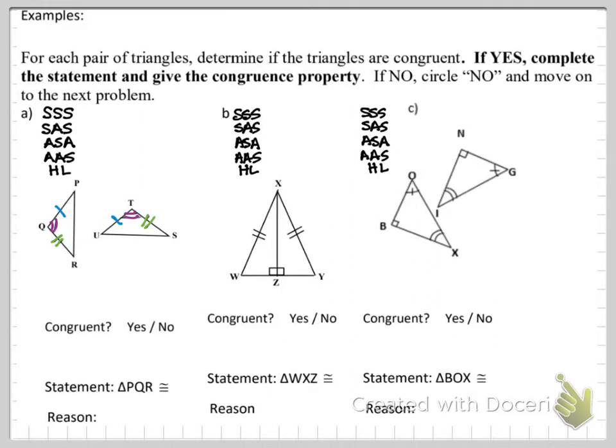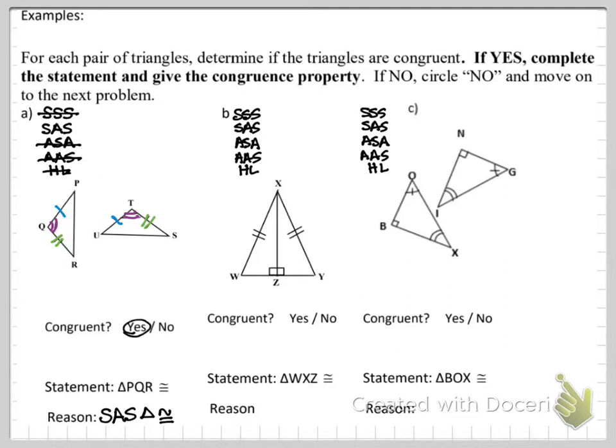So if I take a look at my list here, based off of what's marked, I've got 2 sides and 1 angle. So I mark off the ones that I know it can't be. So 2 sides, 1 angle. Okay, so this is either side, angle, side, or is hypotenuse leg, if it's going to work at all. Well, it's not a 90-degree box in the corner, so I'm going to cross that out. Side, angle, side. Is the angle trapped between these two sides? Yeah, it is. So I'm going to go straight down to my reason first, and I'm going to put side, angle, side, triangle congruence.